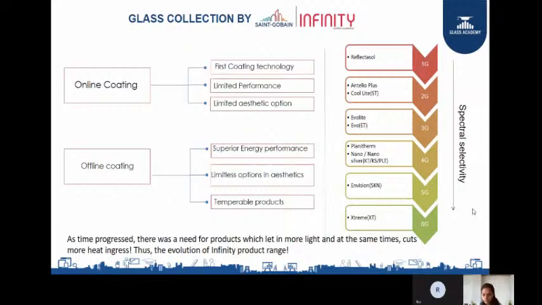The second is offline coating. Here in offline coating, we do the magnetron sputtering coating. In this offline coating, the coating is done in a different plant called a coater plant. Here, we make the raw glass, put it in the storage, and again take it to the coater plant and do the coating.